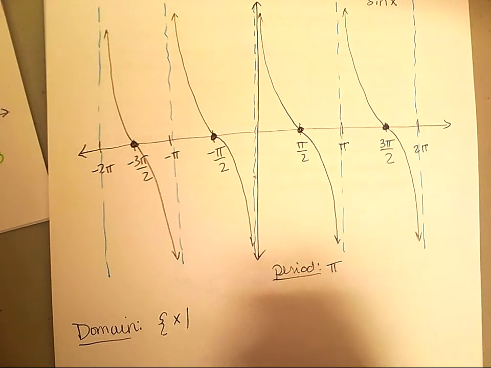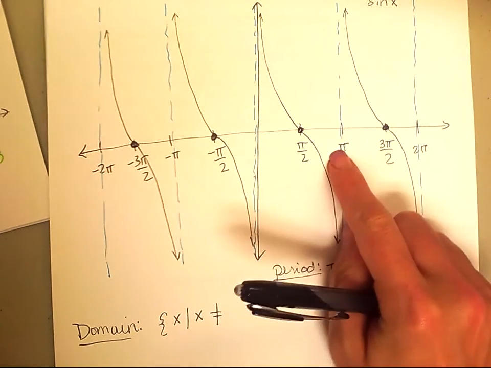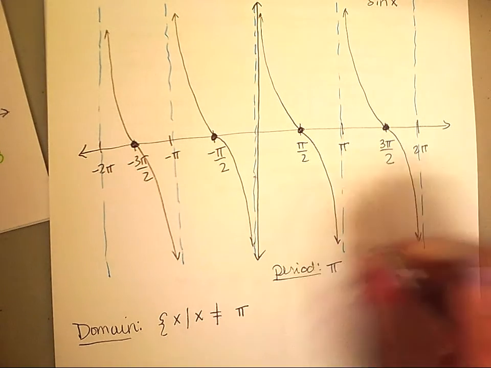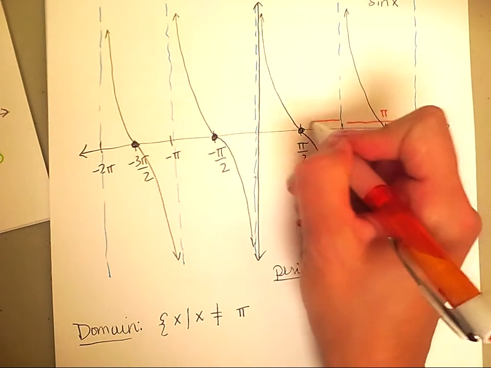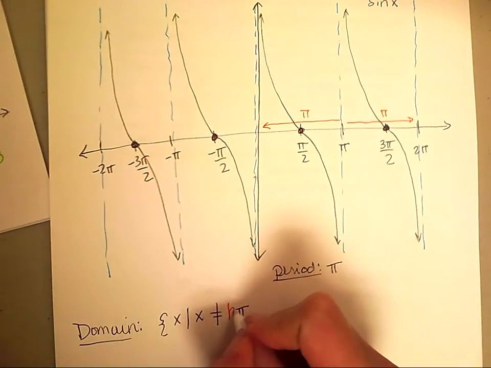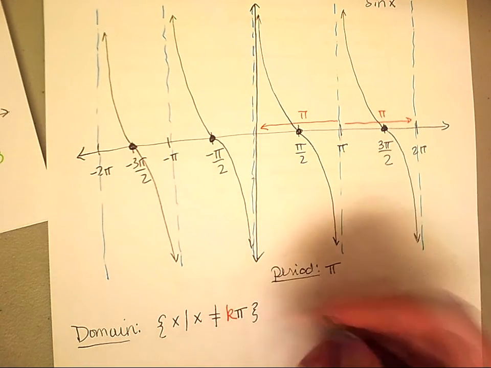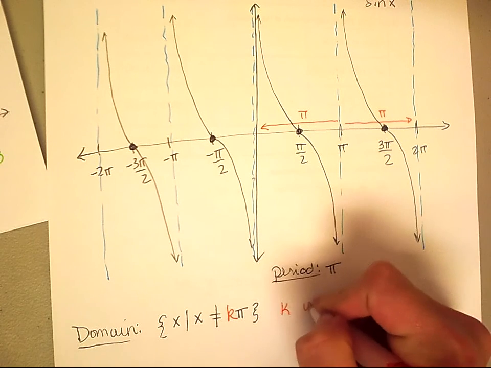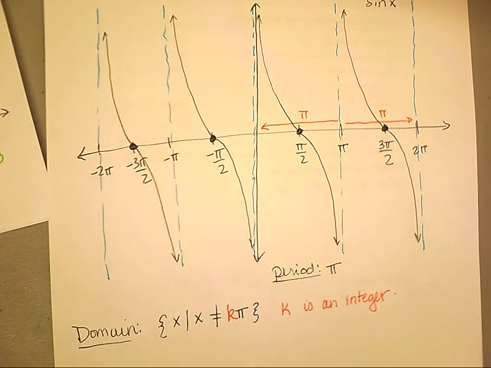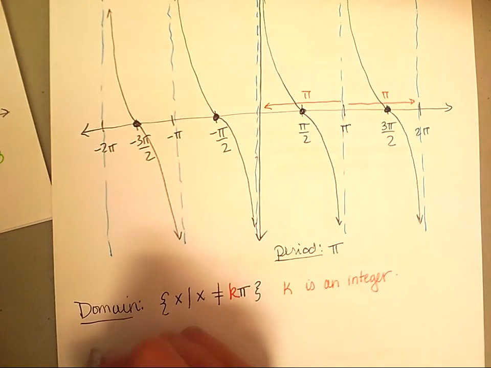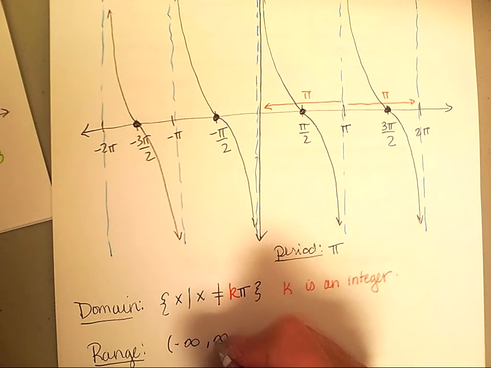Its period is simply pi. Now the domain, again we have to deal with these asymptotes, so let's just do it in set notation. It's a set of all x such that x cannot equal. Okay, so the first one's pi. And the distance to the one after that is also pi units away, and so this is also pi units away. So in this case, we could just write k pi, where k is an integer. The range is also all real numbers.